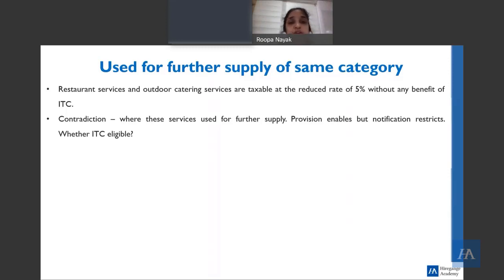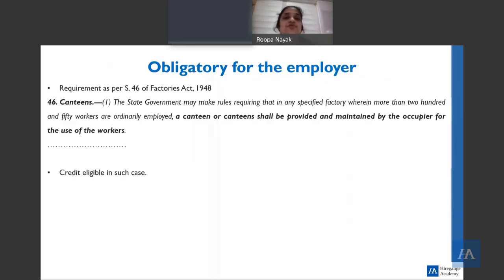Even when it's used to make an onward supply of restaurant or canteen or catering services on which tax is paid at 5% under 11/2017. Next, coming to the instances where there is an obligation on the employer to provide the facility of canteen to the employees, we come to the Factories Act of 1948, wherein it sets out that the governments may make rules that in a specified factory where more than 250 workers are ordinarily employed, a canteen be provided and maintained for the use of workers. In these cases, the credit is certainly going to be considered as eligible.